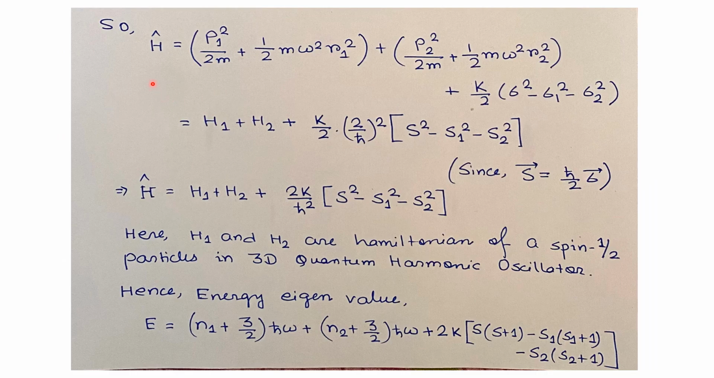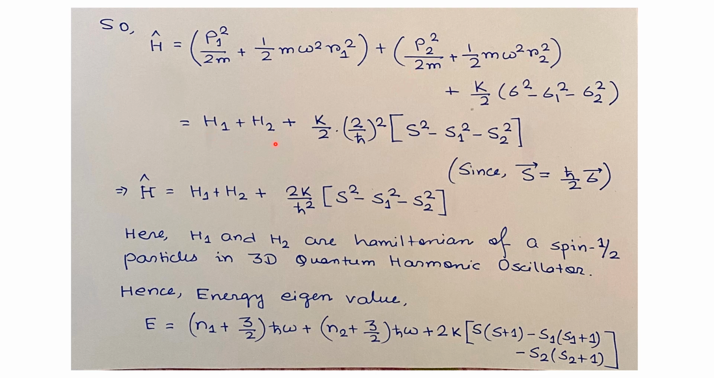So we have the Hamiltonian p1 square by 2m plus half m omega square r1 square. This is the three-dimensional simple harmonic oscillator potential for the first spin-half particle, and similarly for the second spin-half particle we have the three-dimensional quantum harmonic oscillator, that is p2 square by 2m plus half m omega square r2 square, and the spin-spin coupling term we have rearranged as k by 2 times sigma square minus sigma 1 square minus sigma 2 square. We denote the first term as H1 and the second as H2.